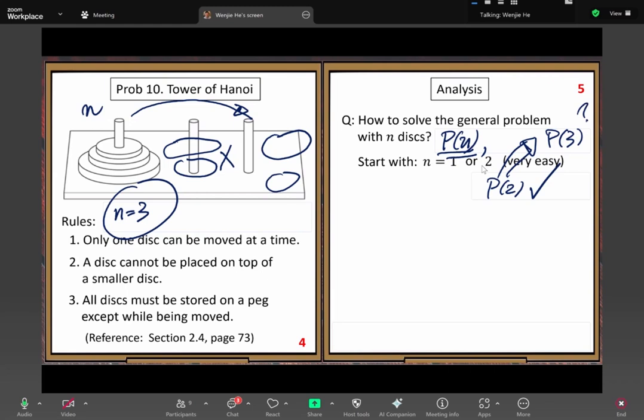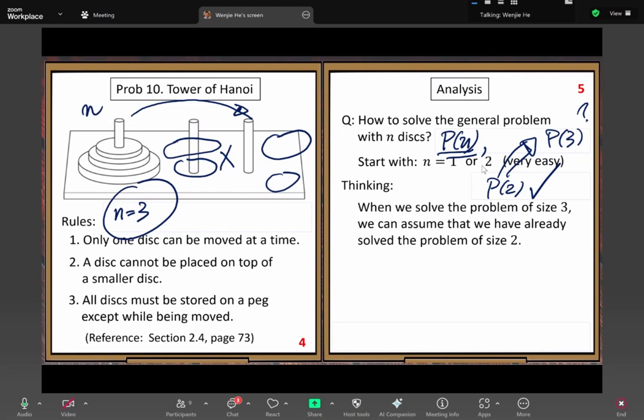There is a gap, right? Between 2 and 3, there is a small gap. Now we need to bridge that gap. Then we can find a solution. So that's the recursion idea, the recursive thinking.